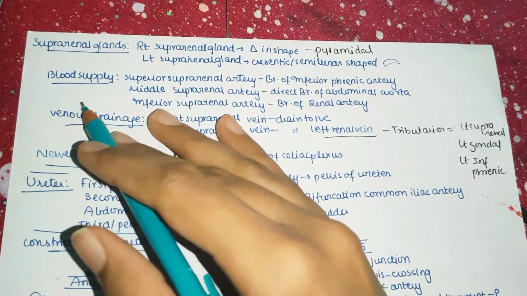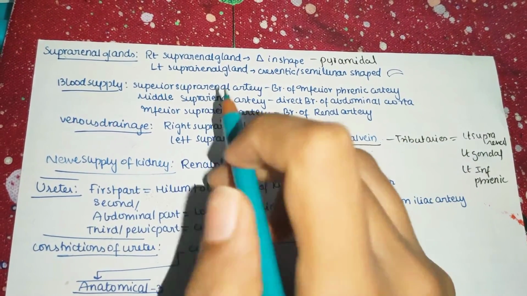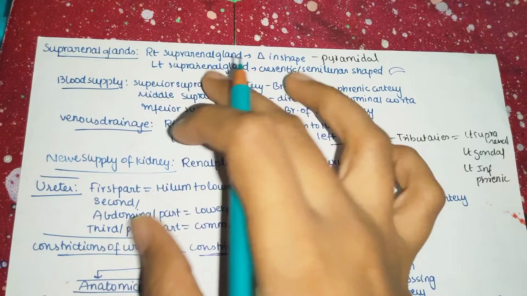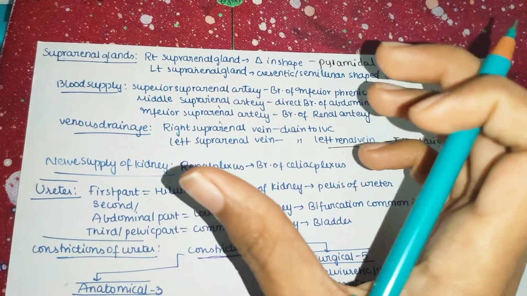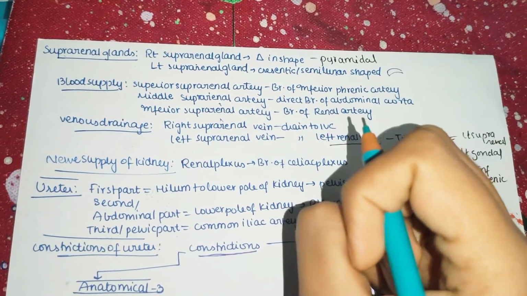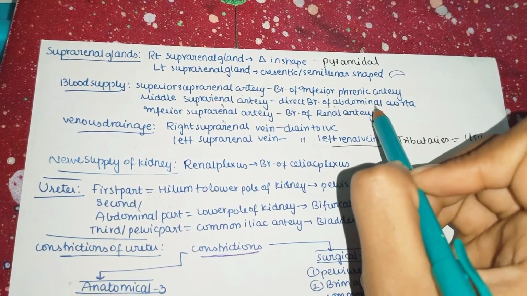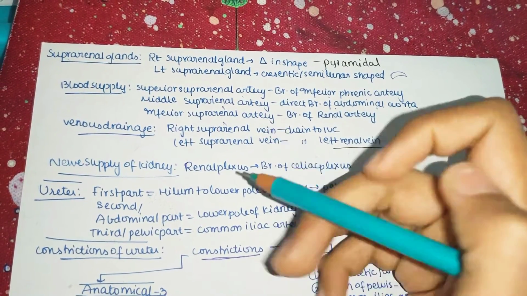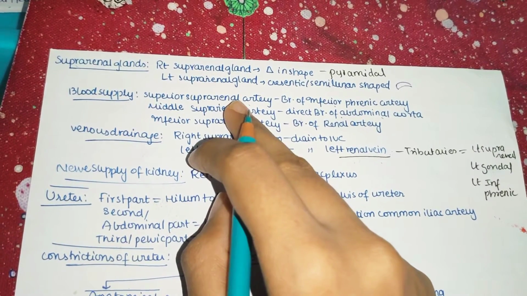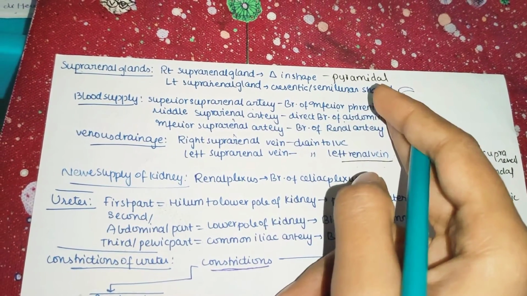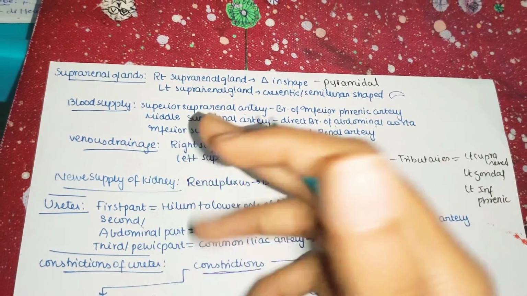So coming to the blood supply, there are three arteries: superior suprarenal, middle suprarenal, inferior suprarenal. Okay, you need to even remember the branches from which they are coming. The superior suprarenal is coming from the inferior phrenic artery. You know that the phrenic arteries are coming as the lateral branches of abdominal aorta. The middle suprarenal is a direct branch of abdominal aorta, whereas the inferior suprarenal is coming as a branch of renal artery. So of course superior suprarenal, as it is superior, is coming from inferior. Okay, superior coming from inferior phrenic artery, middle directly coming from abdominal aorta, inferior coming from renal artery.